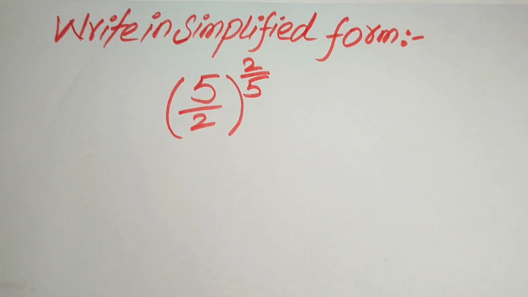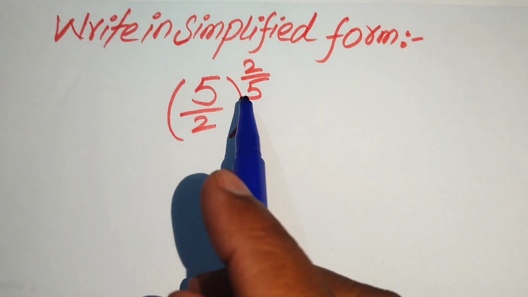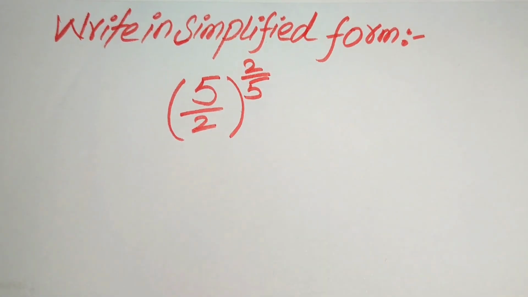Hello everyone, how to simplify this nice algebraic expression. So if we have 5 over 2 and its whole exponent is 2 over 5, we write this into the simplified form.